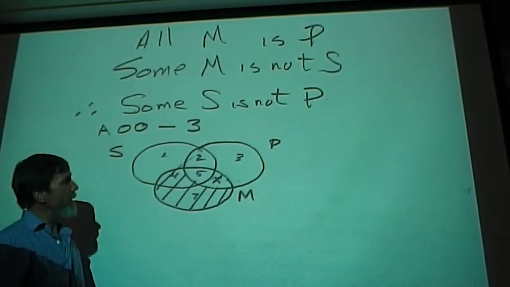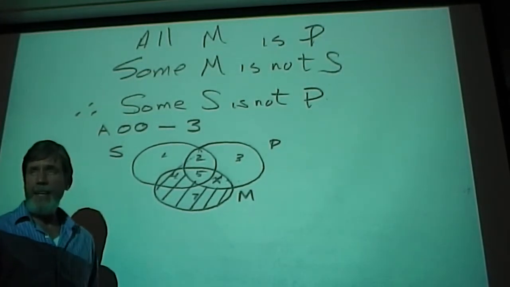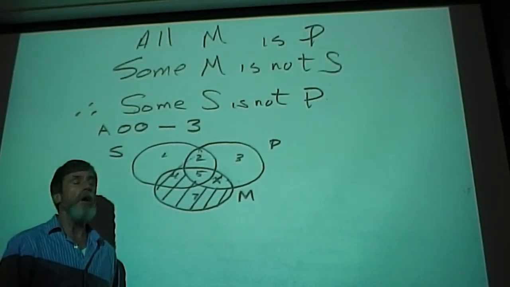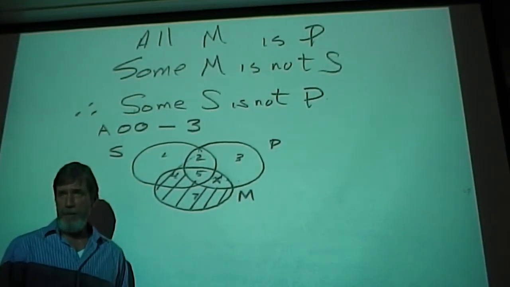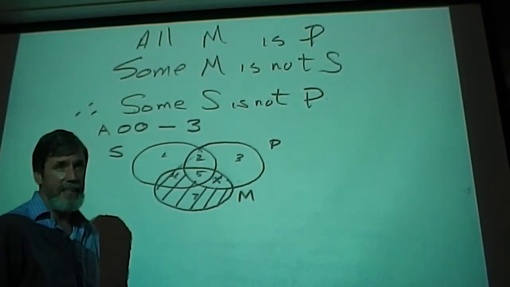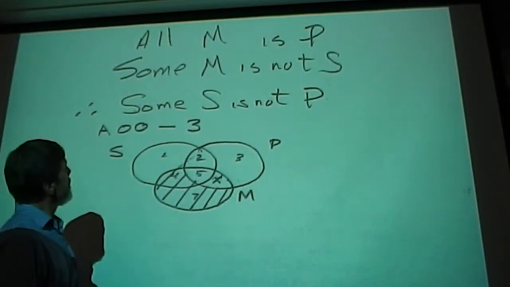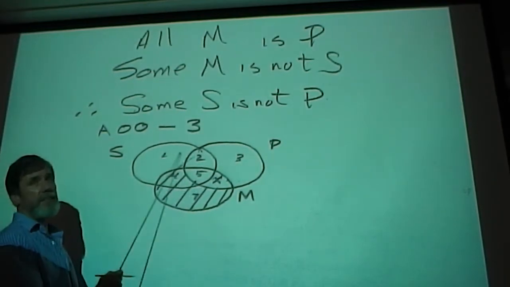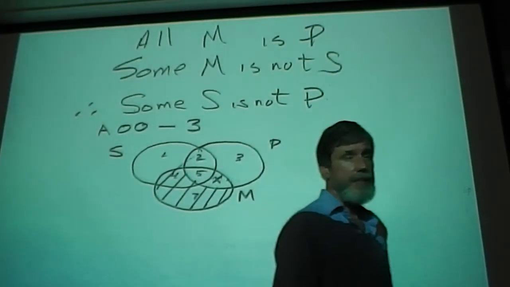Some S is not P. Does our diagram indicate that? No. Two conditions would have to be met for the truth of that conclusion to be indicated. There would have to be an X in S, because the conclusion says there is. There's no X in circle S, period. So we have to go no further. It's invalid.